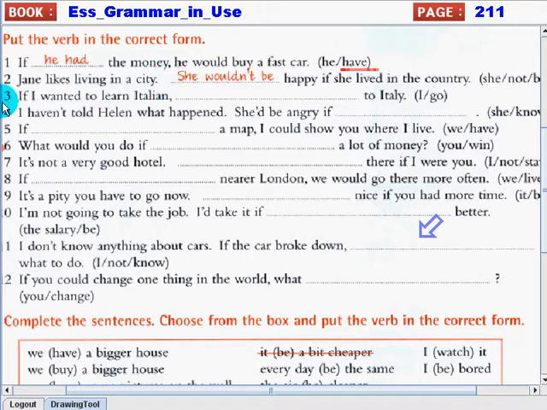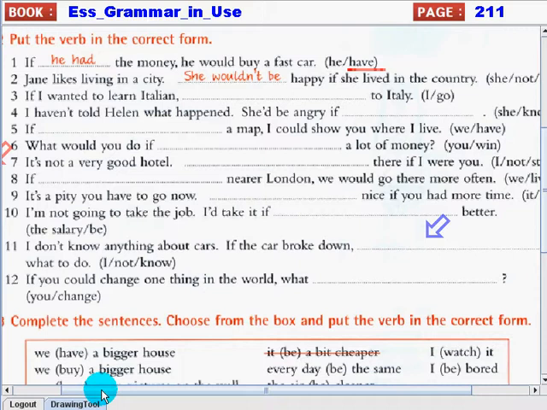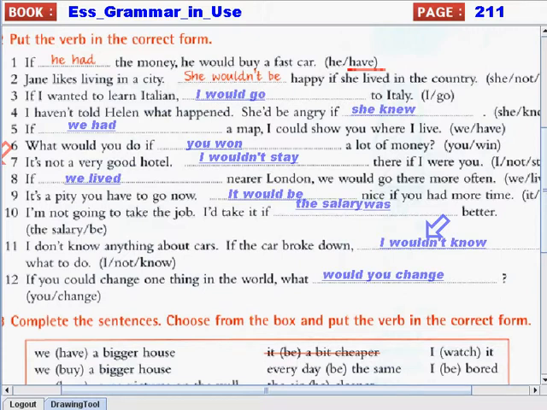Now I'll let you do numbers 3 to 12 on your own, and I advise that you pause this video while you're doing it. Play it when you're done answering. Okay, let's start now. Let us check your answers now.